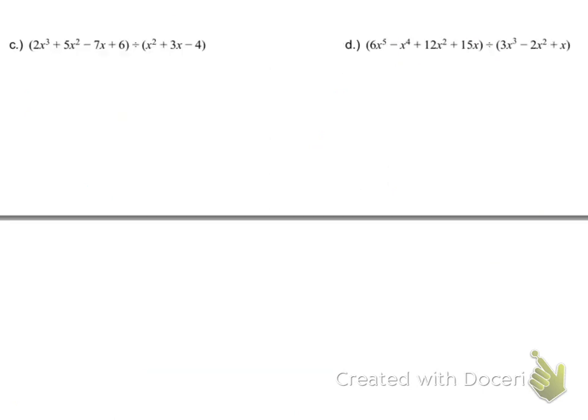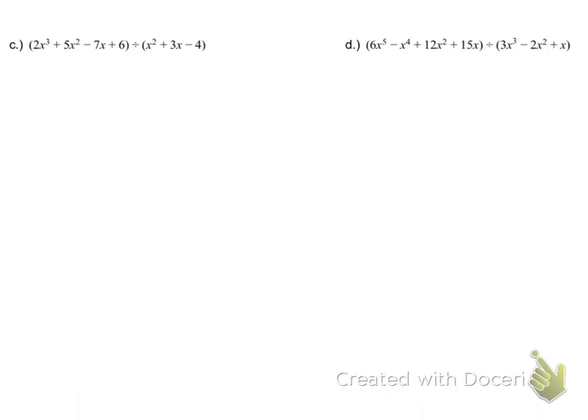Turning the page, we got to do these two. This is part C and D. It's a new set of directions on these ones. The directions just say divide. I'm not asking you to factor, just divide. For the sake of time, we should be able to do both. Okay.